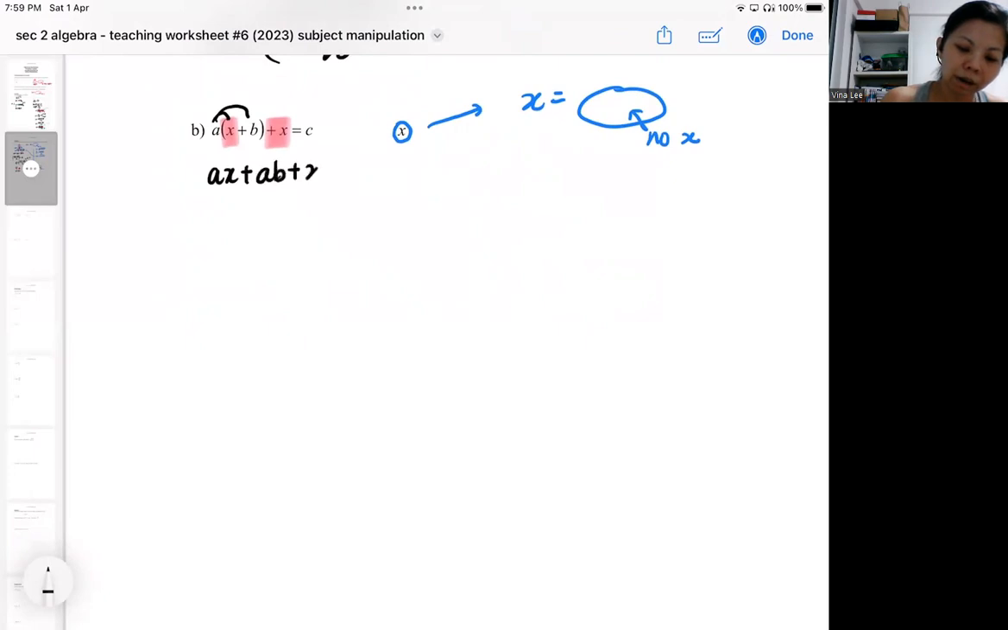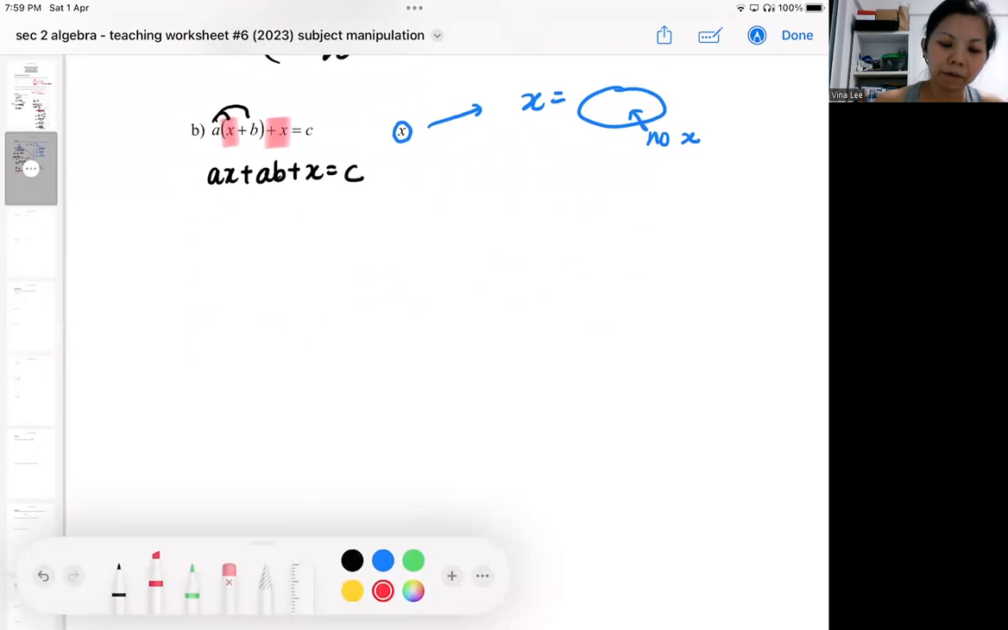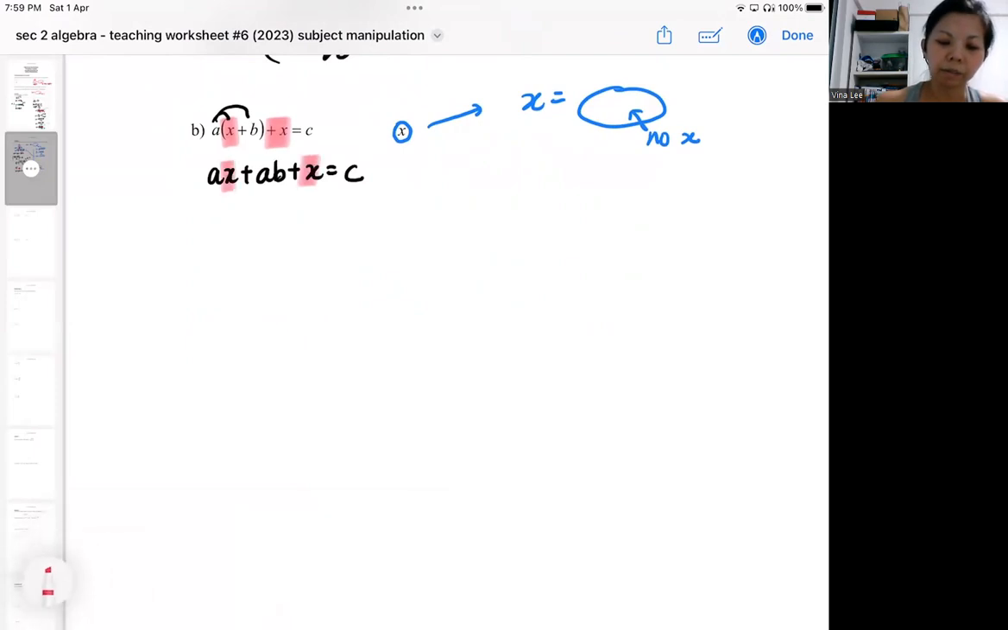Go and expand out. Okay, and then still be mindful about where is your x. So right now you got two terms that has x. So isolate your x first. Isolate your x by moving the unwanted term over.